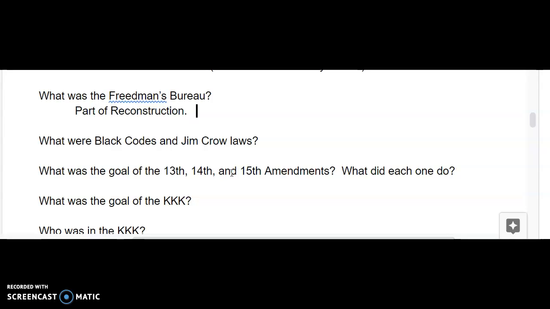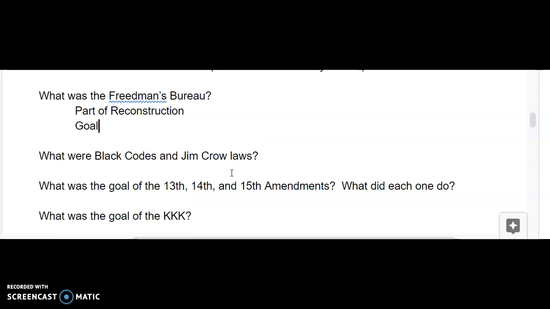You have to remember, Reconstruction is a government system. It's a government program, I guess you could say. It is the U.S. government sending in the military and sending officials down into the southern states to rebuild, to get those states back into the country, and also to protect and extend the rights of newly freed slaves. So it's part of Reconstruction. The goal, to assist newly freed slaves.